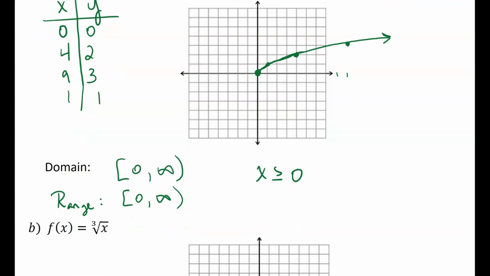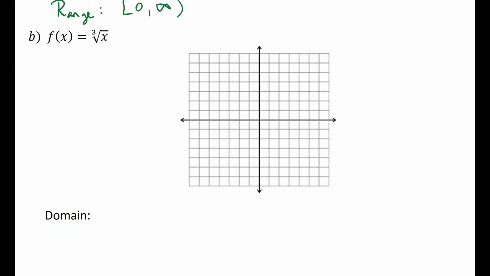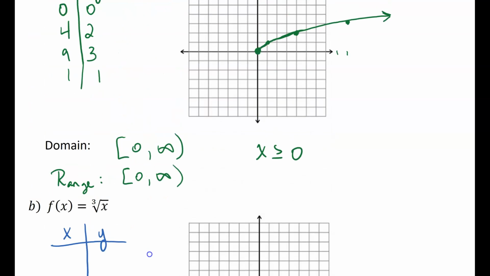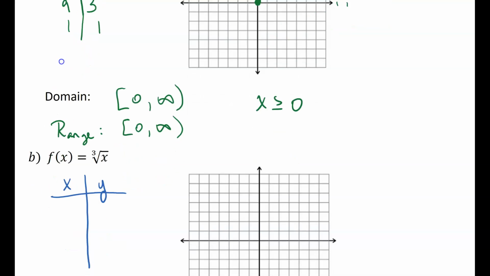Okay, so the other parent function we want to look at is the cube root of x. And again, I'm going to go ahead and set up an XY table and plug some values in. Okay, so yes? Wait, for the first one, can the y values be negative? Not on this parent function the way that it is. Yep. Because it's only going up and to the right. So it'll depend on if you have a reflection or some sort of a transformation. Okay.